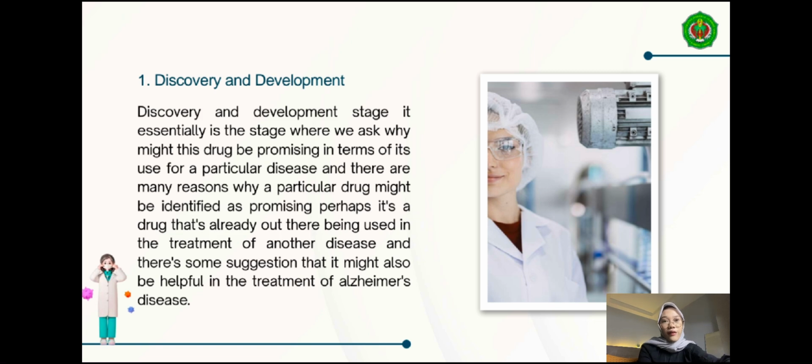The first, discovery and development. Discovery and development stage, it essentially is the stage where we ask why might this drug be promising in terms of its use for a particular disease, and there are many reasons why a particular drug might be identified as promising. Perhaps it's a drug that's already out there being used in the treatment of another disease, and there are some suggestions that it may also be helpful in the treatment of Alzheimer's disease.